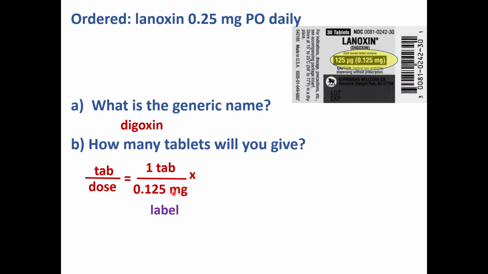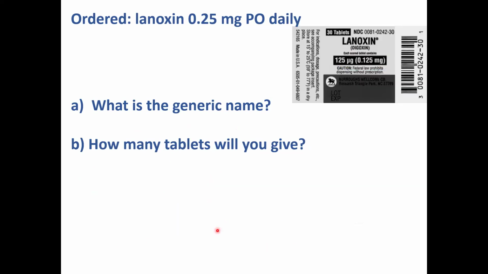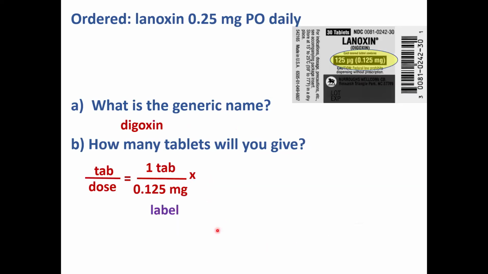Now that we put milligram at the bottom, the next fraction needs milligram at the top. And on the last problem, remember we had to jump to a conversion, right? We had milligrams, the order was in micrograms, so we needed to do a conversion there. But looking at this problem, we have milligrams at the bottom, our order is in milligrams as well, so we do not have to do that conversion here. We can jump straight to the 0.25 milligrams per dose. That's coming from our order.